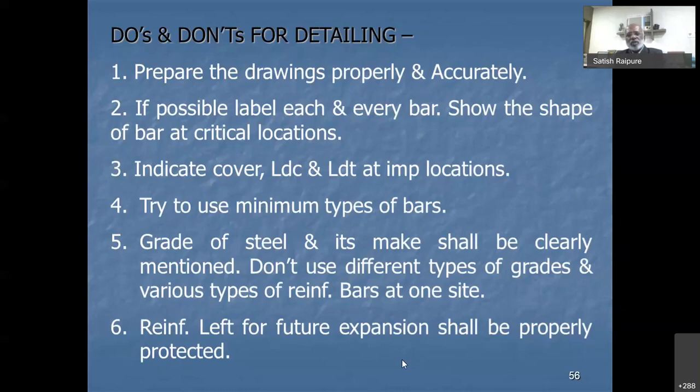Reinforcement left for future expansion shall be clearly protected. Many times it was found that the dowel bars are left as they are, even in the foundations, but they should be properly protected and it should be clearly mentioned in the drawing.